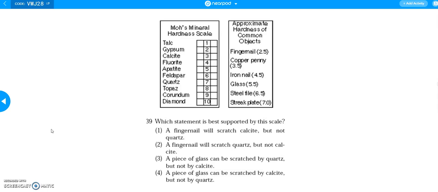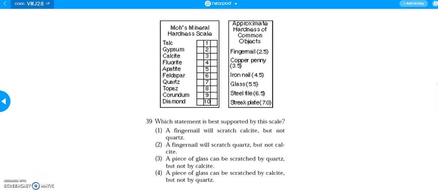3, a piece of glass can be scratched by quartz, but not by calcite. Let's take a look. Glass has a hardness of 5.5. Quartz has a hardness of 7. Can 7 scratch 5.5? Absolutely. Now, can calcite, which has a hardness of 3, scratch the glass that has a hardness of 5.5? No. So our answer will be 3.